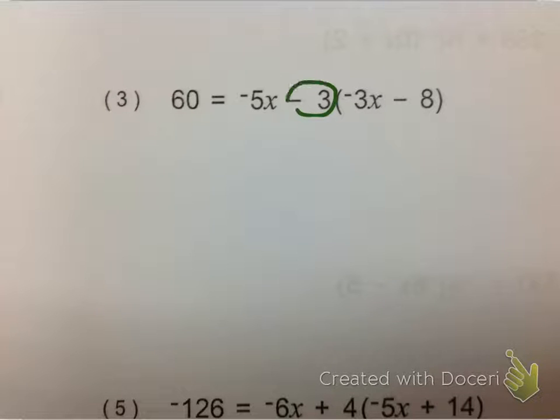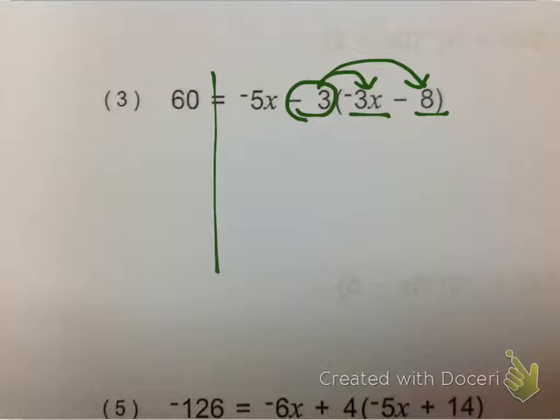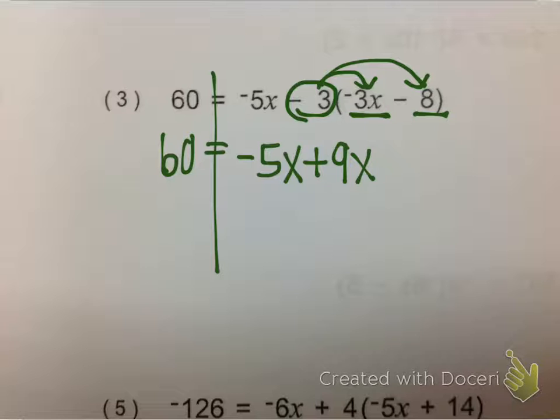Okay, again, distribute. Well, you're going to take this negative 3 and distribute. That means we're going to times it to this number, times it to that number. Term, I should say. This term, this term. So we got 60 equals, bring down negative 5x. Okay, what is negative 3 times negative 3? It's positive 9, and it's got an x timesing. Negative 3 times negative 8 is positive 24.